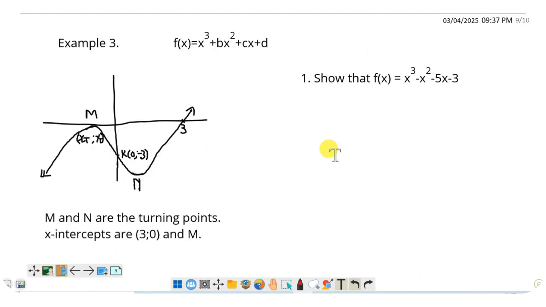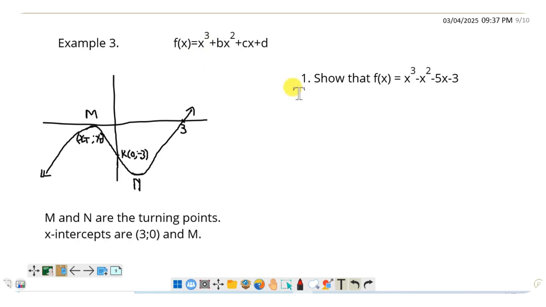Here is another question saying to us f of x is given as x cubed plus bx squared plus cx plus d. Okay, so we are already given the value of a. Remember, this has to be ax cubed. Now we are given the value of a. What is a? a is 1, because if there is no number it means it's 1.